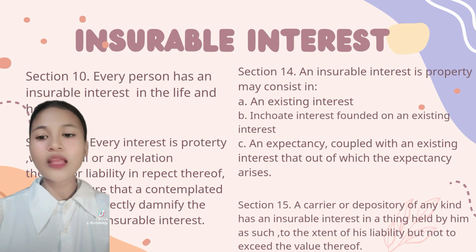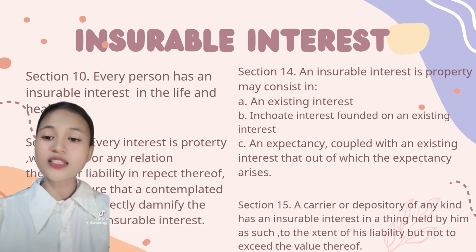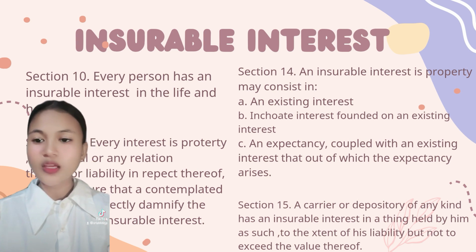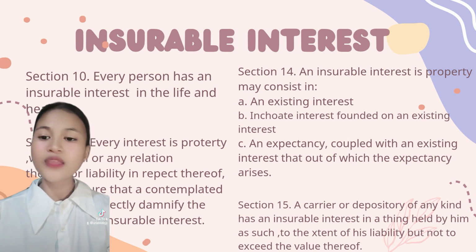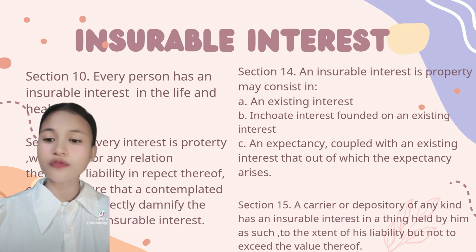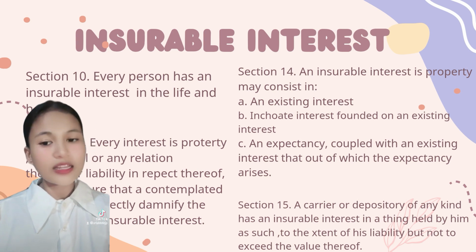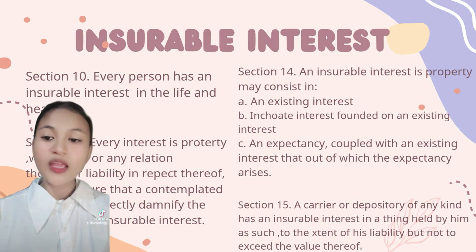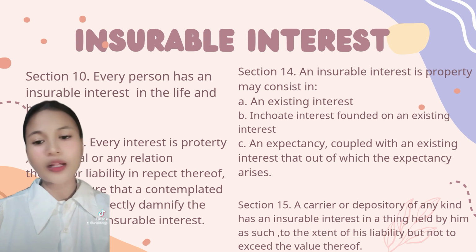In Section 14, an insurable interest in property may consist in: A, an existing interest; B, an inchoate interest founded on an existing interest; and C, an expectancy coupled with an existing interest out of which the expectancy arises. And for Section 15, a creditor or depositary of any kind has an insurable interest in a thing held by him as such, to the extent of his liability but not exceeding the value thereof.